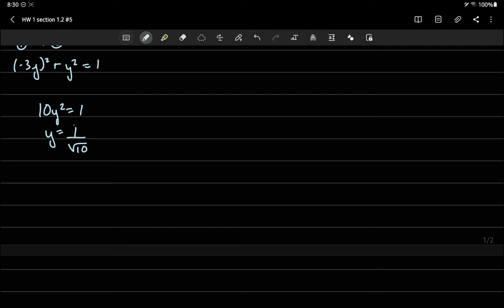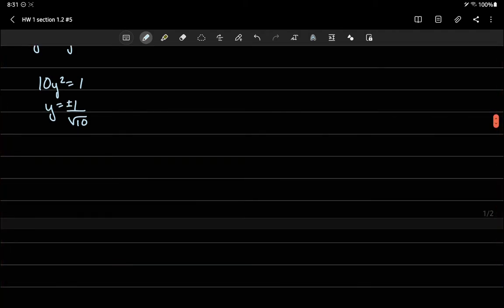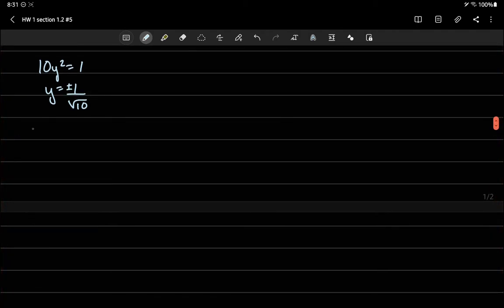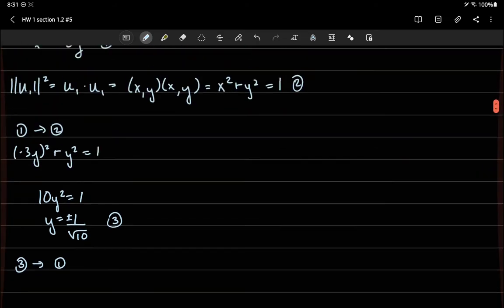Alright, plus or minus since we square rooted. So, we'll call this equation 3. Now we can find x by putting 3 back into 1.